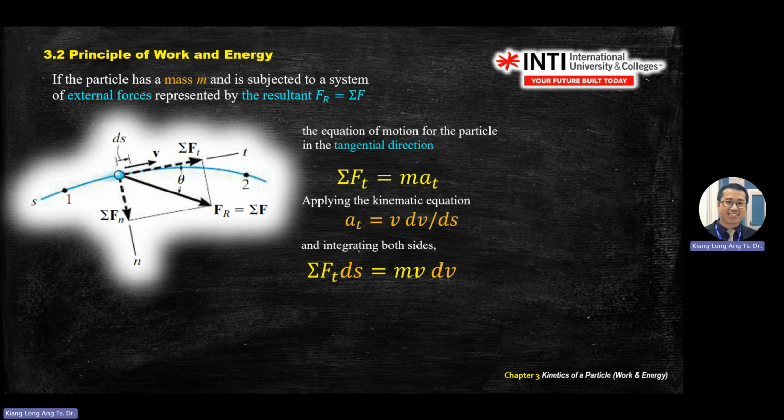F equal to ma in the tangent direction in this case. So you know that a equal to v dv/ds. So you know that v you have on one side, ds you pull to the other side. Ft ds equal to mv dv. So you know that ds is on one side, dv on one side, and you add integration.